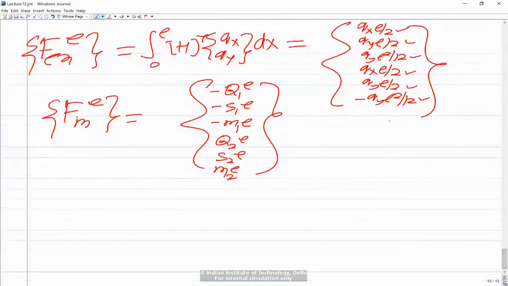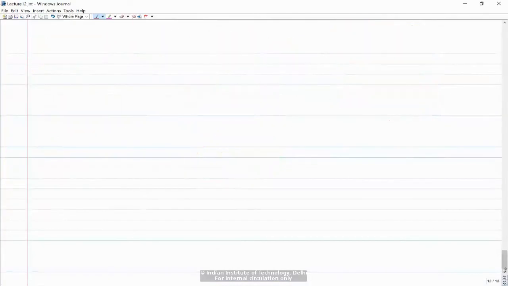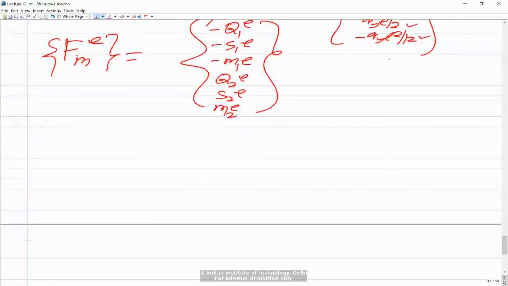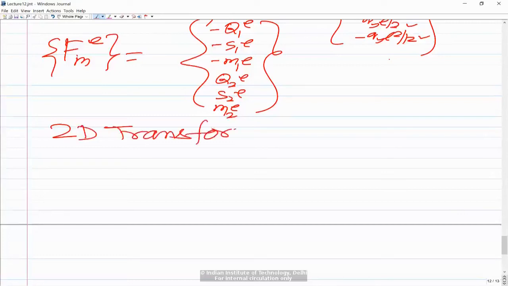Now, when you use a frame element, you will encounter one situation: similar to a truss structure, all members will not be oriented in a single direction. The members would be in different directions. So before we can assemble the elements, we need to transform the element level governing equation into a common coordinate system. So we need a transformation, which we call a 2D transformation for the frame element. 2D frame structure means all the members of the structure are in one plane. So let me discuss the 2D transformation for the frame element.